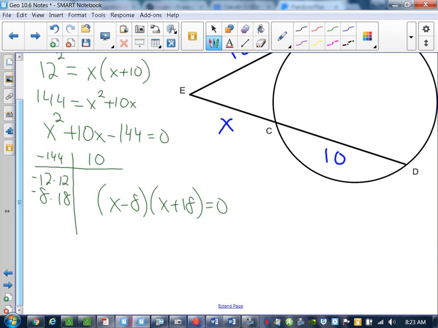What are your two possible zeros then? Positive 8 and negative 18. Which one of those do I have to throw out? Negative 18, because I can't have a negative segment one. Factoring, foiling. Foiling, factoring. It does not go away.